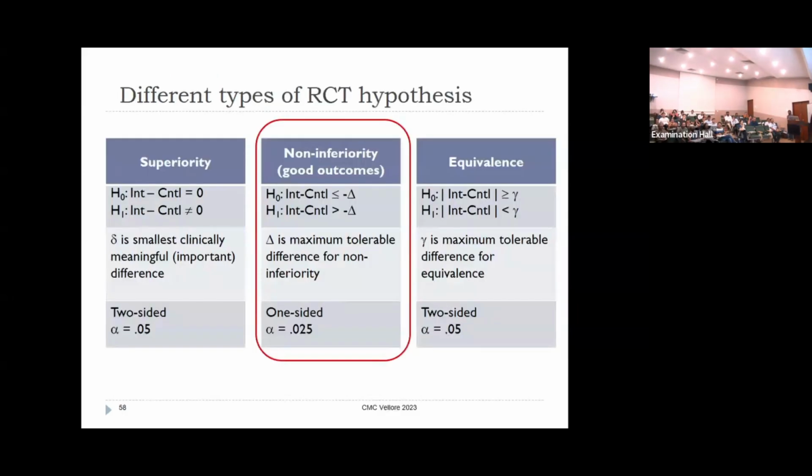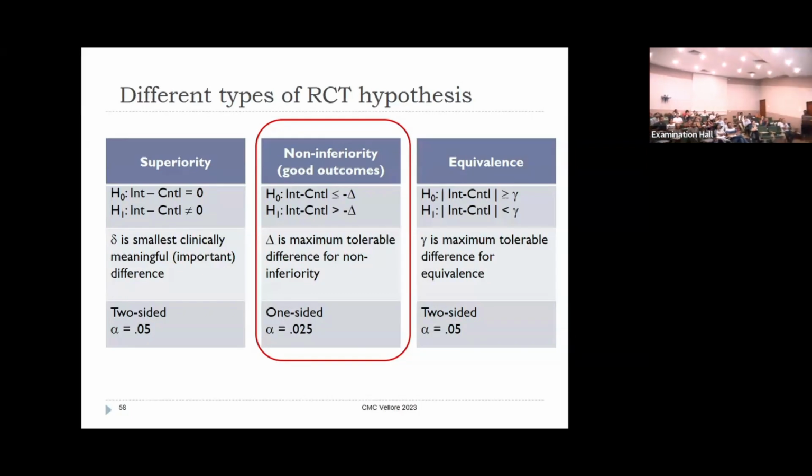So let's see what this looks like. We have now, so far, three different types of hypothesis. The traditional, easy one that everybody knows, the superiority. We have the equivalence. Now I've changed that delta to gamma to confuse you more, because I've kept the delta for the non-inferiority one. So what is this like? Let's go slowly through this.